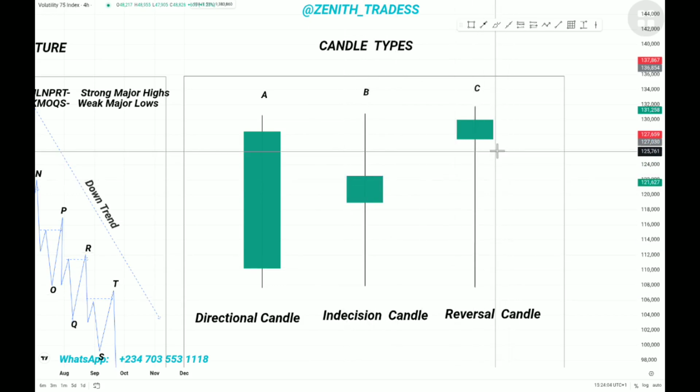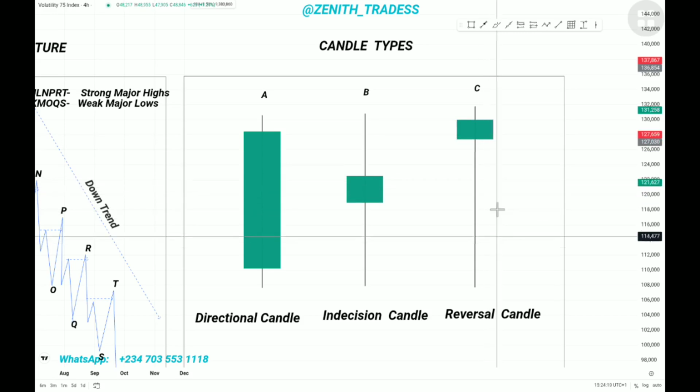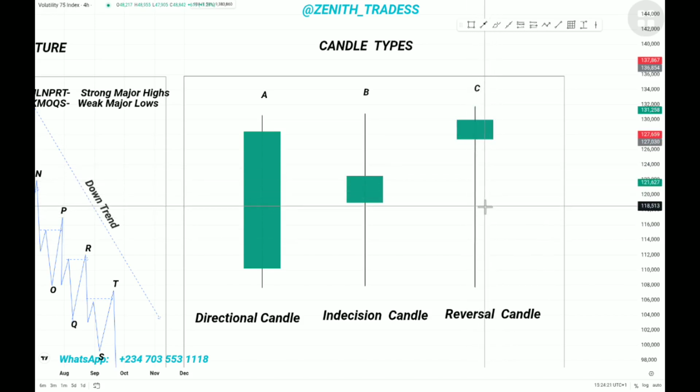And this is the reversal candle. This one is going to help us more because at every swing point where price is trying to reverse, this is telling us a story that price is about to reverse. So when you see a reversal candle this way, there's a story it is telling you that price is ready to reverse at a swing point. Pay attention to this one.